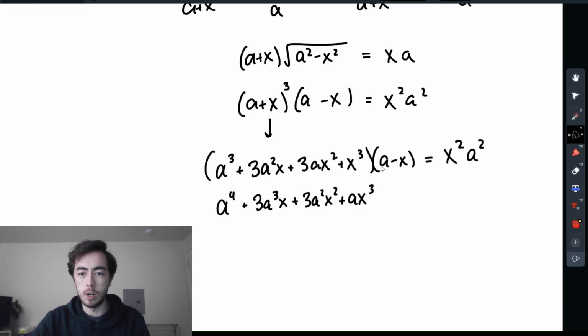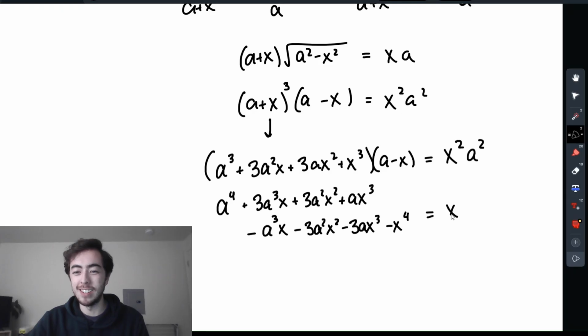Maybe I'll try to line up my terms as well, because I'll get this minus x times a cubed, and that should land somewhere here-ish. So I'll go minus x a cubed. We'll get minus x and attach it to this one. So we'll have minus 3a squared x squared. So minus 3a squared x squared. Kind of cool that those will cancel. We'll get minus 3ax cubed. So I'll put that here, minus 3ax cubed. And then finally, we'll get minus x to the fourth. I'll just put it somewhere else. And then still on the right side, I'll keep it the same.